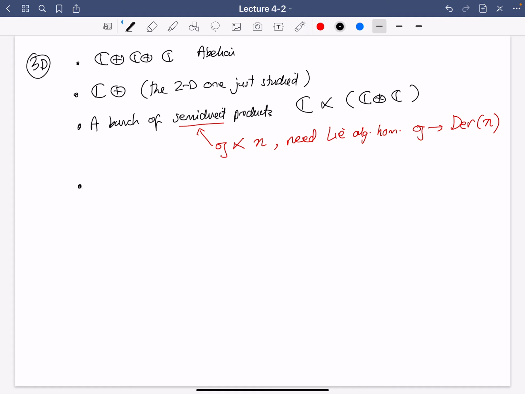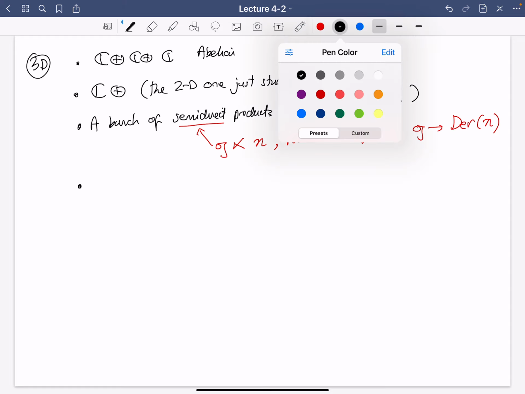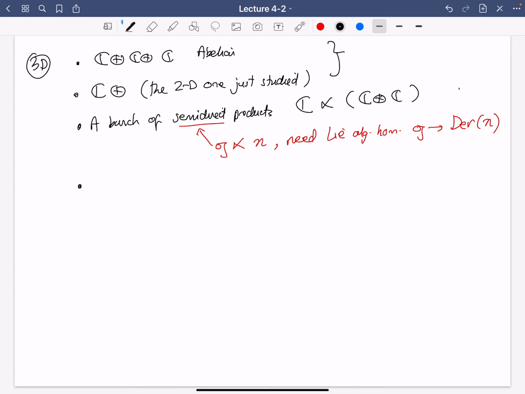Okay, so that's the whole load, but still that doesn't give everything. And by the way, these first two examples are just degenerate examples of such semi-direct products. So actually, I've only really given you one family of examples at this point coming from semi-direct products.